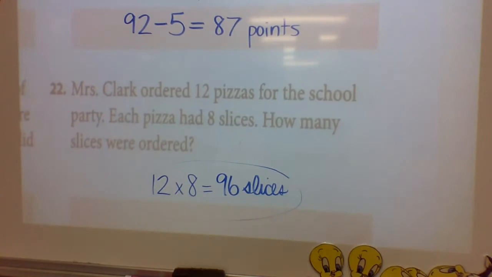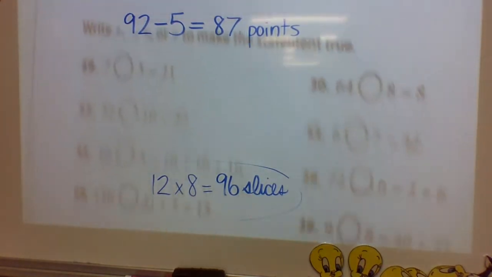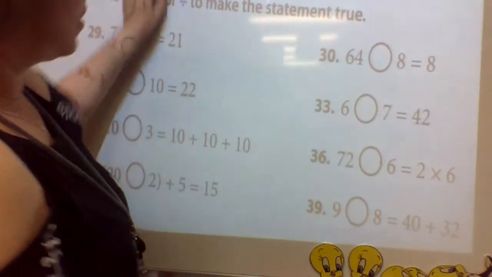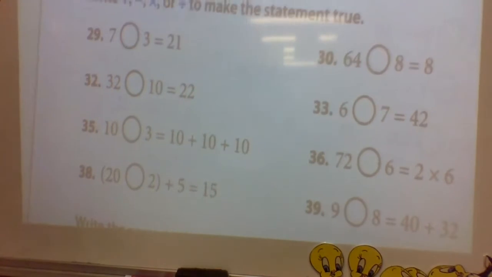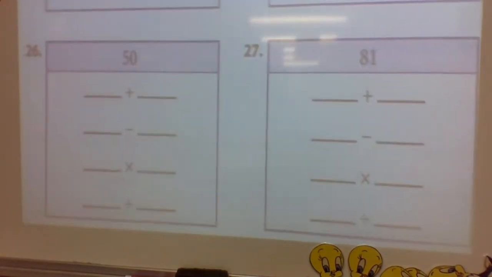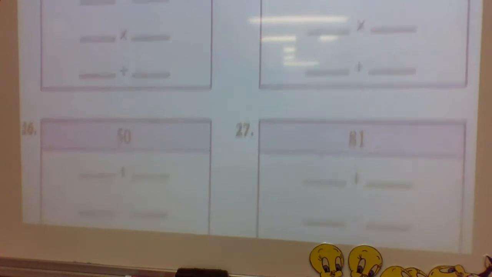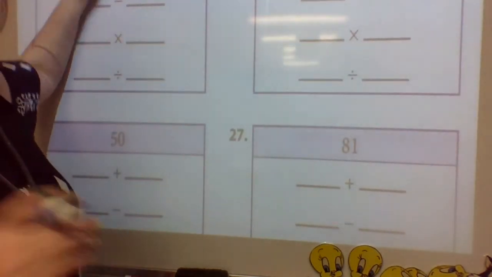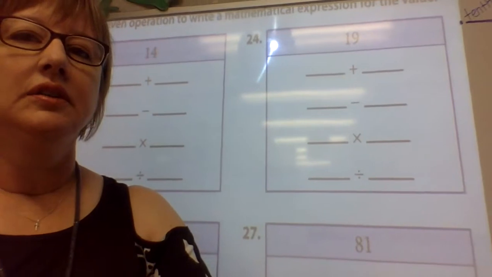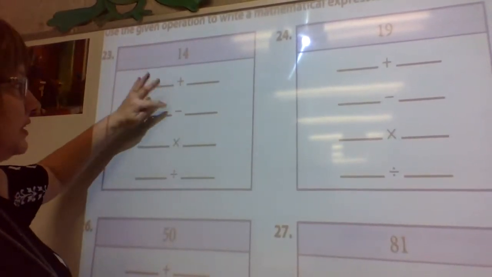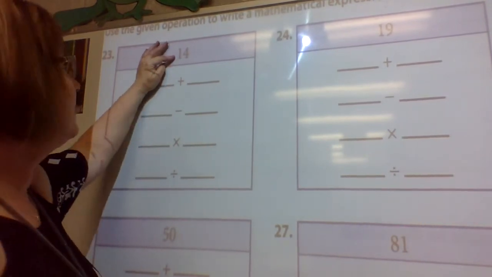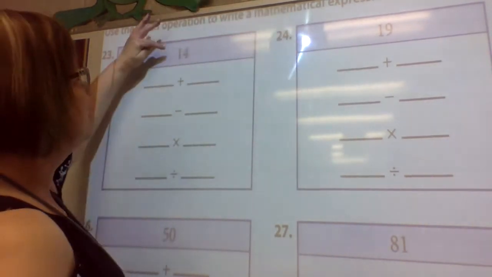Okay, that's the front side of our paper. Now turn it over to the back. Okay, at the top it says, use the given operation to write a mathematical expression for the value. Okay, so we have to come up with 4 different problems using this number in it. Okay, to come up with 4 different problems, each with a different operation for this. Okay, so it's supposed to equal this.